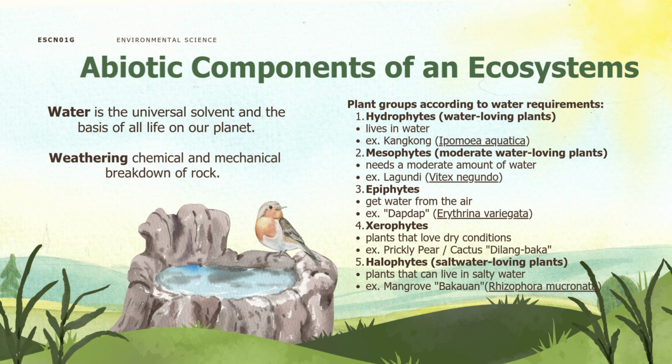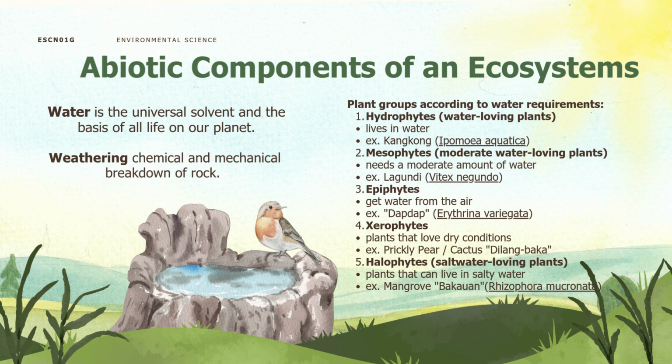Obviously, water is the universal solvent, and without it, technically, Earth would not be able to harness life. It's the basis of all life on our planet. Before we proceed with the different influences of water in the habitat and ecosystems of different plants, let's talk about it as an agent of weathering.